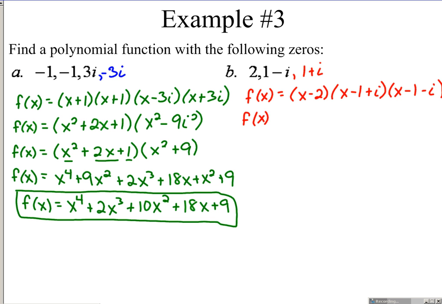Again, multiply your complex factors together first. Need to distribute x through. Slide this over so I have a little bit more room here. Distribute x through, we get x squared minus x minus xi. Distribute -1 through, we get minus x plus 1 plus i. Distribute i through, we get plus xi minus i minus i squared.